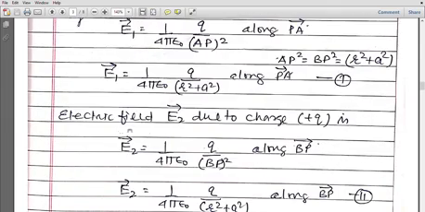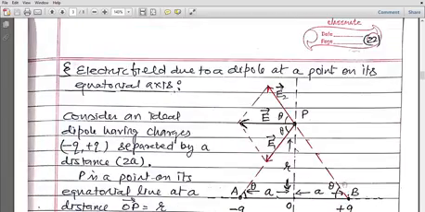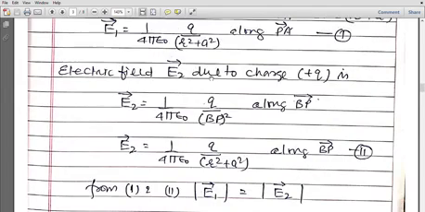Now calculate electric field E2 due to charge plus Q. So electric field E2 due to charge plus Q is E2 equals 1 upon 4 pi epsilon 0, Q upon BP square. Now the direction. You can see the direction of electric field is from B to P. This is BP. But the important thing is you can see the expressions. Magnitude of E1 is same as magnitude of E2, so we can say E1 is equal to E2.